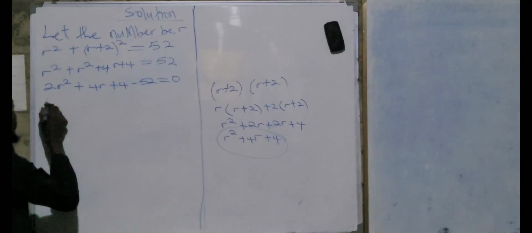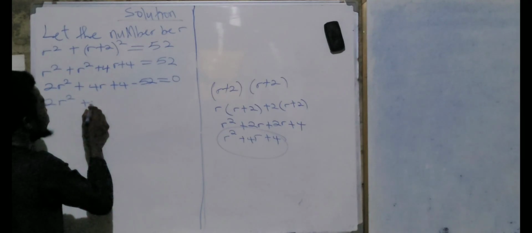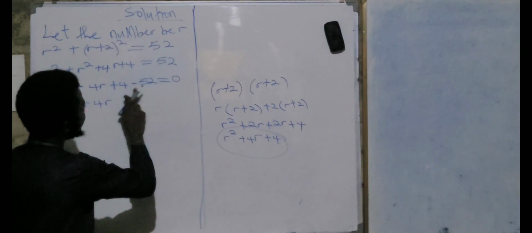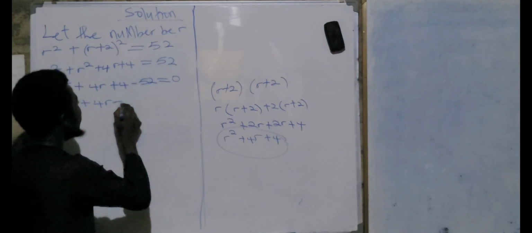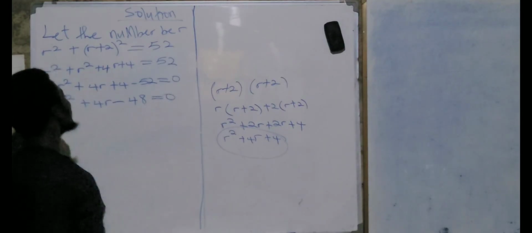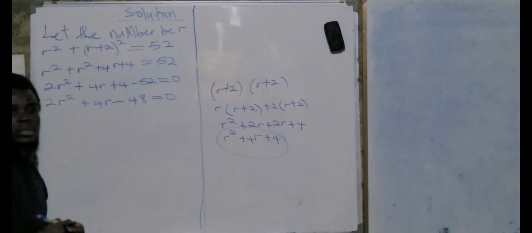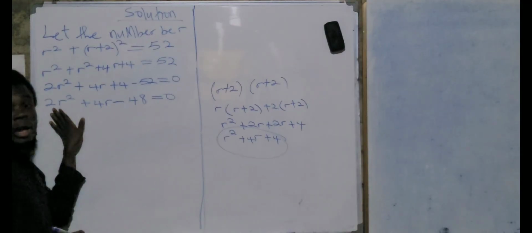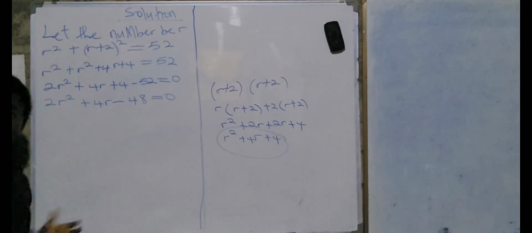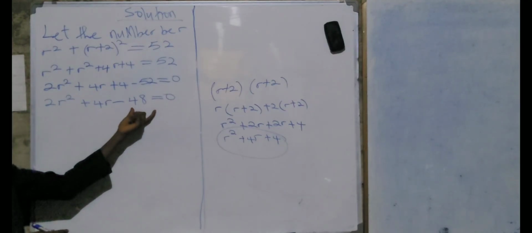Now you have 2r squared plus 4r, and this guy minus 52 gives you minus 48, equal to 0. If you observe something here again, the square term has a coefficient of 2, and here we have 4, and then we have 48.